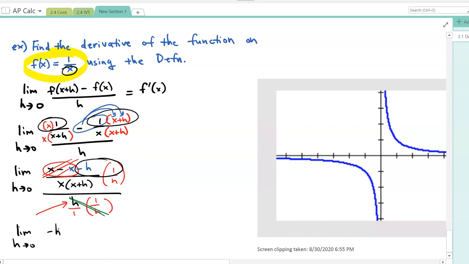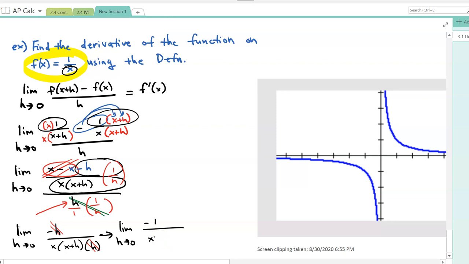And I have these three terms being multiplied. I have an x times an x plus h times an h. Do you see what I could cancel? The h's. This h could cancel this h. And I could have canceled it over here, but I didn't want to confuse you guys with all the writing. So I cleaned it up first and then I canceled. So my new answer now is the limit as h approaches 0 of negative 1 over x parentheses x plus h.